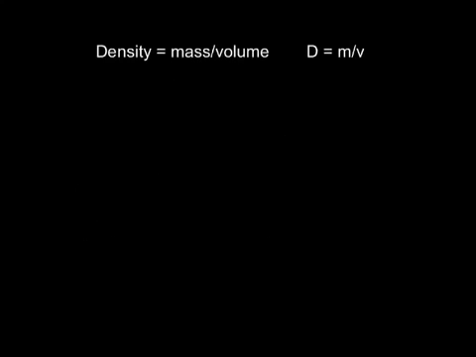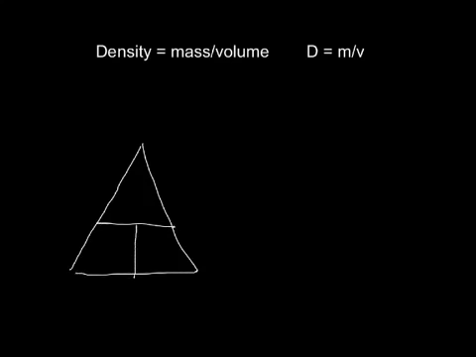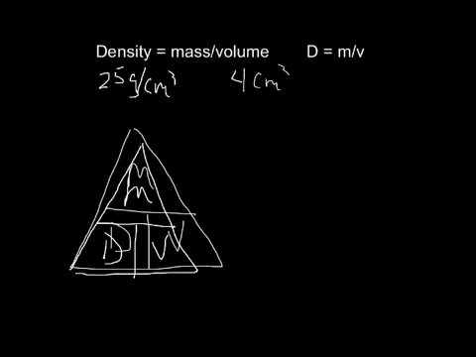So let's take a look at our last formula, density equals mass divided by volume. Again, we set up our triangle. We have a multiplication problem, we have a division problem now. We have mass over volume, and we would be looking for the density generally. But what if we were given a density of 25 grams per cubic centimeter, and we were given a volume of 4 cubic centimeters?